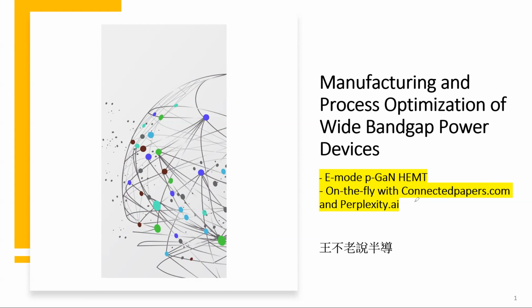And I try to, on the fly, use some common AI tools that I've been using and which I enjoy a lot. There are two AI tools I'd like to introduce to you, Connected Papers and Perplexity AI. These two are the two best I have seen right now. Hopefully there are more good ones coming out, and then we can all benefit from it. And let's go back to the topic.